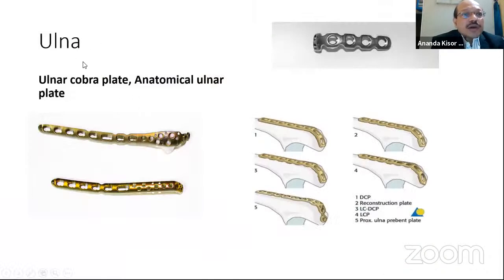Okay. Now the ulna. Now this is the ulna. It is a cobra plate. There are different types of plates used for the ulna, as you can see here. This is the DCP. This is the reconstruction plate.